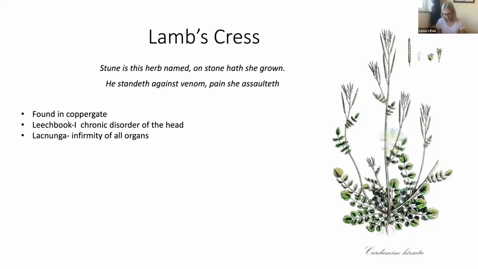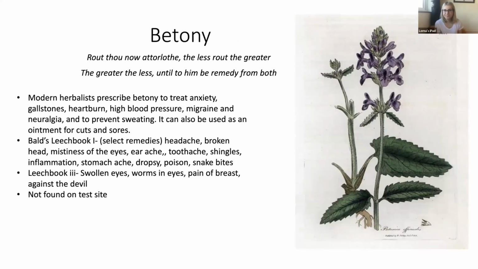In Leech Book 1, it's used for chronic disorder of the head, which I love the translation of, it's fantastic, and infirmity of all organs. So that might be a bit of a guess, but it's an educated guess for that one. Okay, next slide, please.